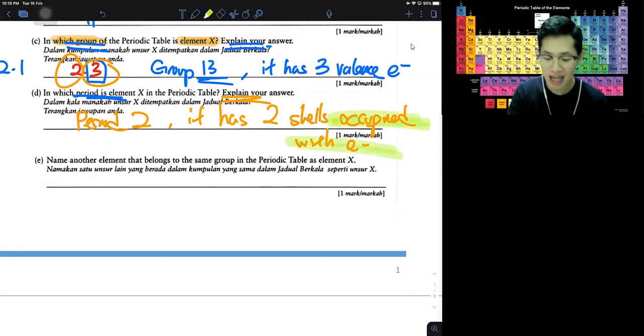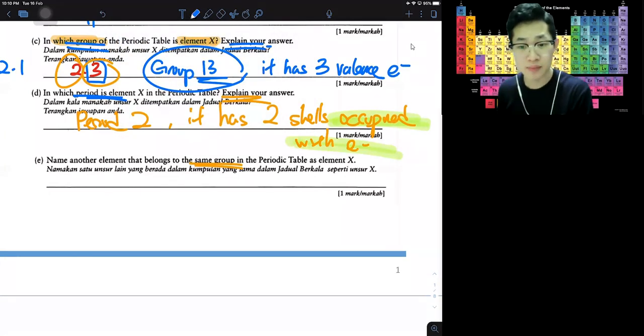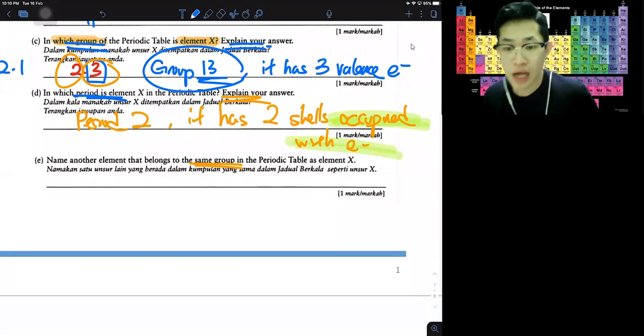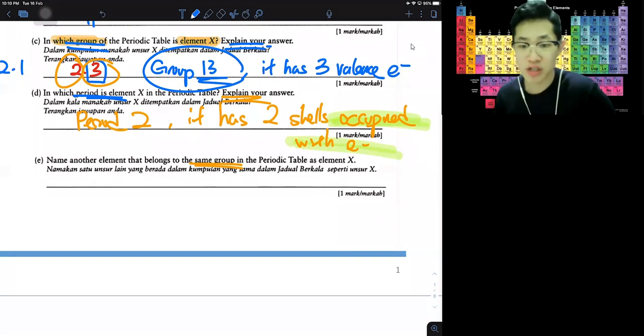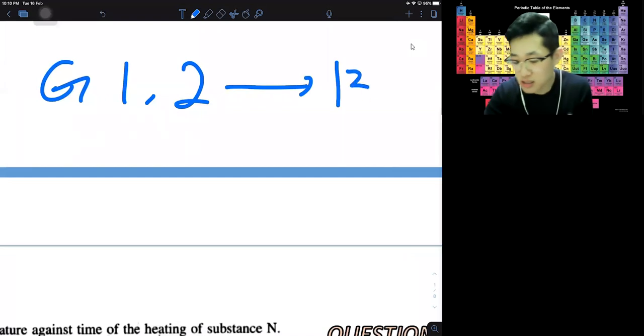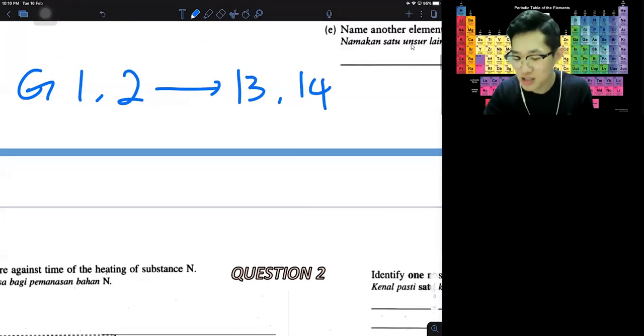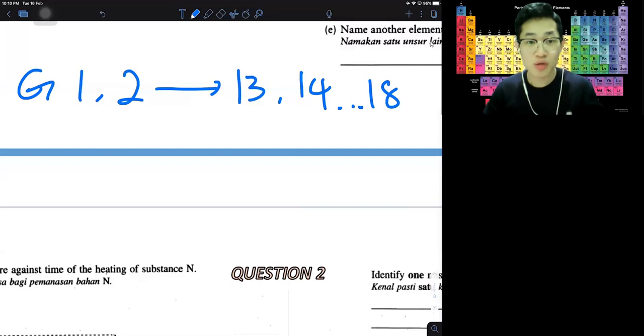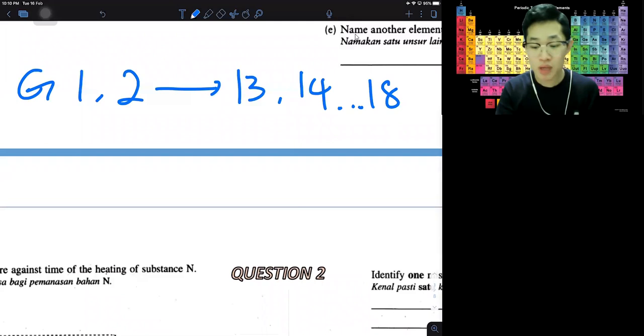Next, name another element that belongs to the same group. So group 13. What do we have in group 13? Teacher, I don't get what you said just now. If the valence electron is 2, it is group 2 or group 12? Group 1, 2, 13, 14, until 18. So it's 1, 2, and then jump to 13. So if 2 valence electrons, it will be group 2.